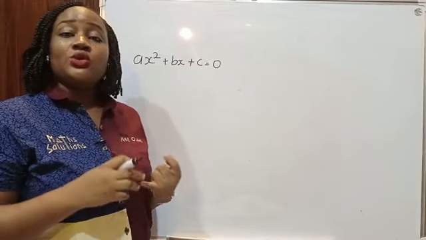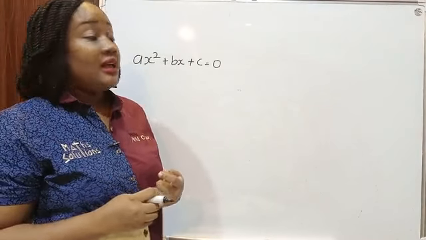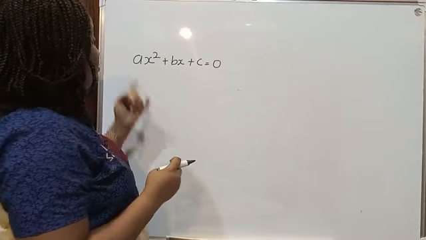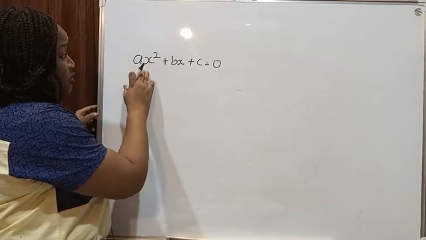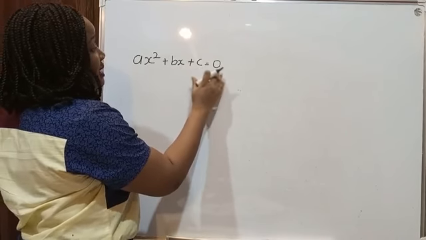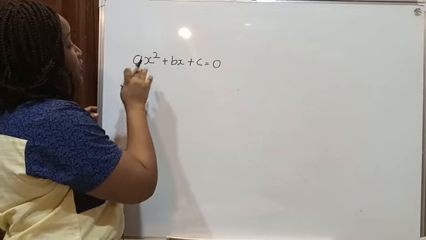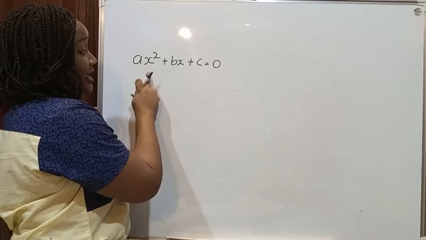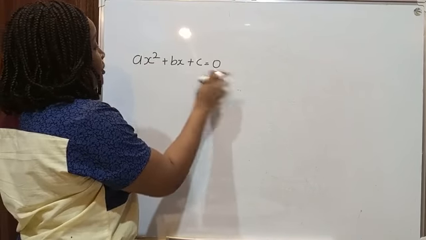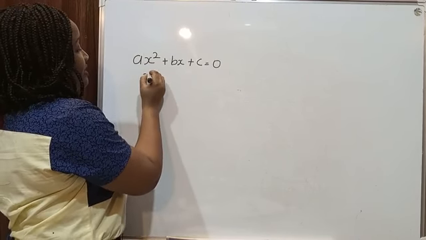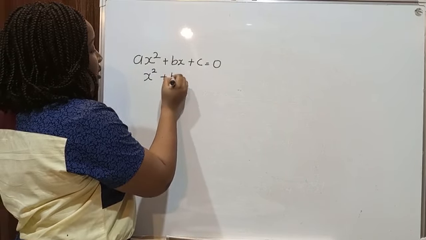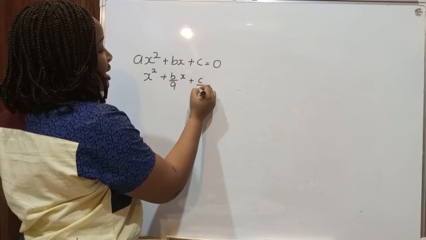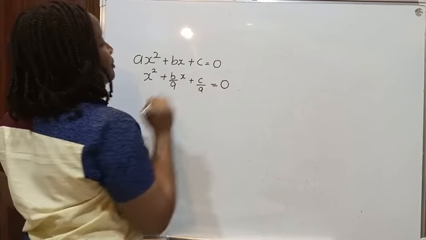So we're going to try to derive the quadratic formula using the completing the squares method. First of all, we have ax squared plus bx plus c equals 0. The first thing we're going to do is to make the coefficient of x squared 1. And how do we do it? We divide all through by a. So you have x squared plus b over a x plus c over a equals 0.